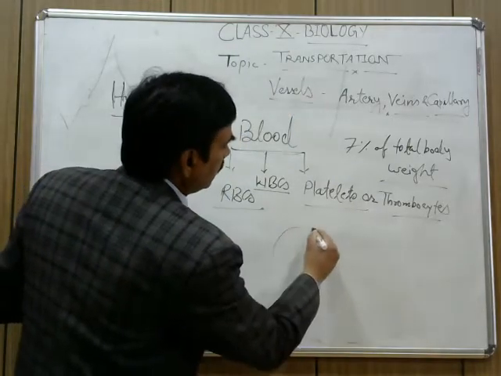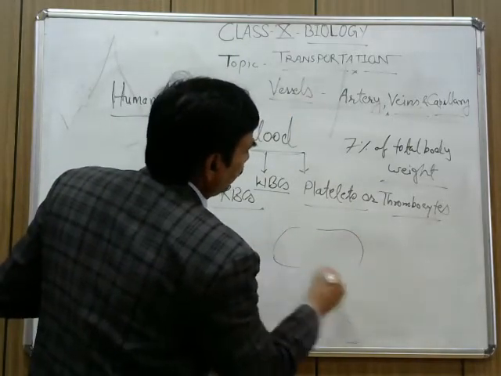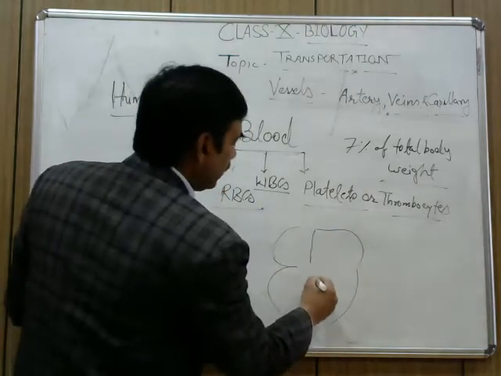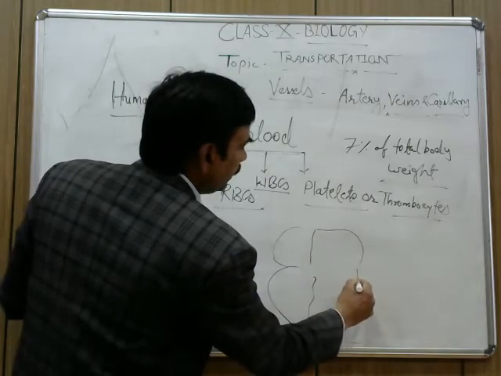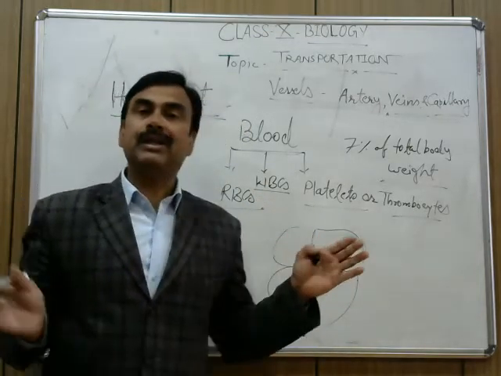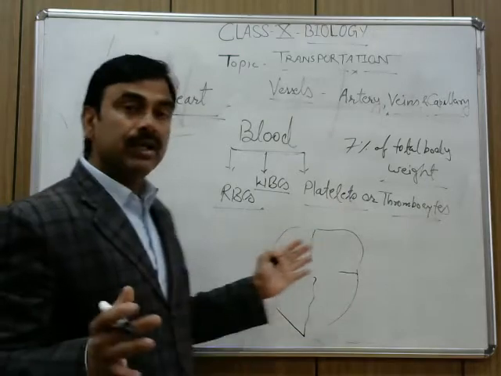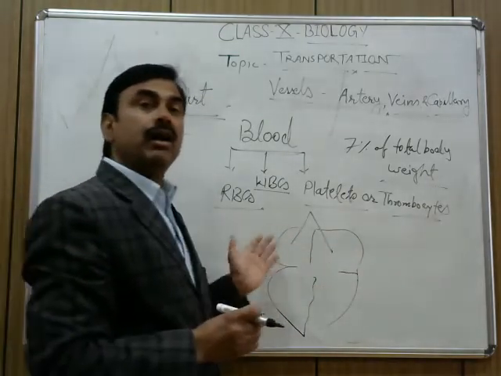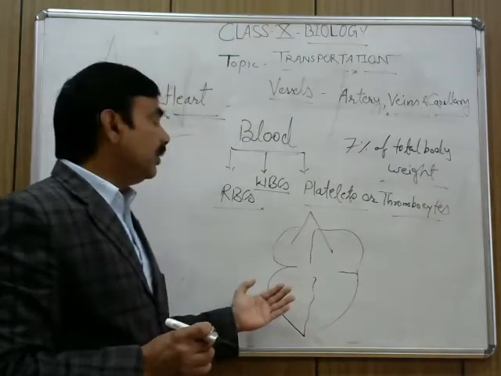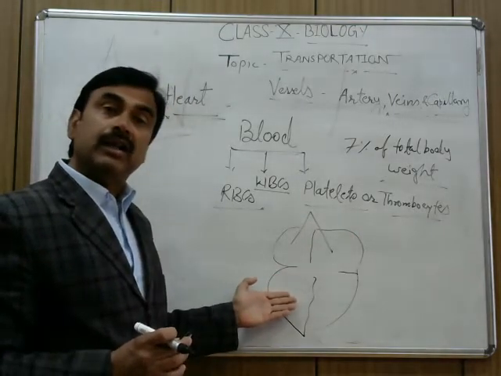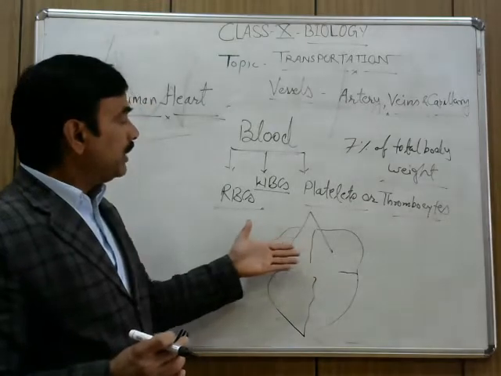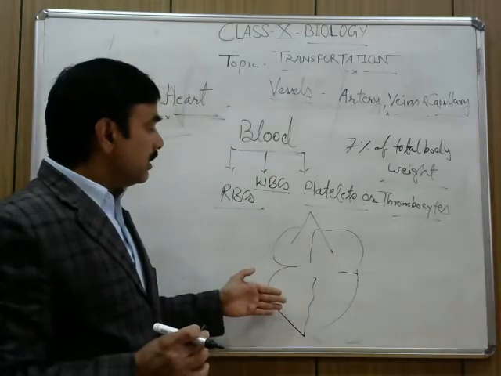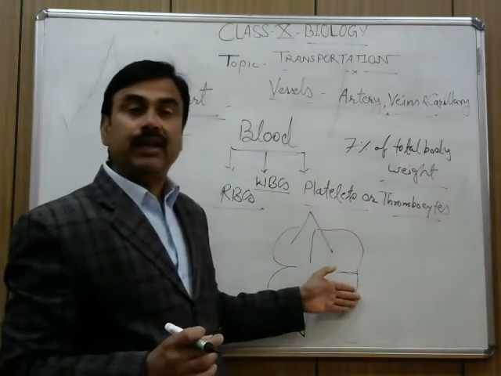In the human heart there are 4 chambers, and the upper ones are wider and the lower ones are a little bit narrower. Both the upper ones are called auricle or atrium, and both the lower ones are called ventricles. So the upper ones are the right auricle and left auricle, and the lower ones are the right ventricle and left ventricle.